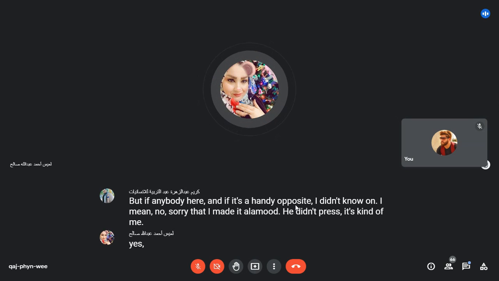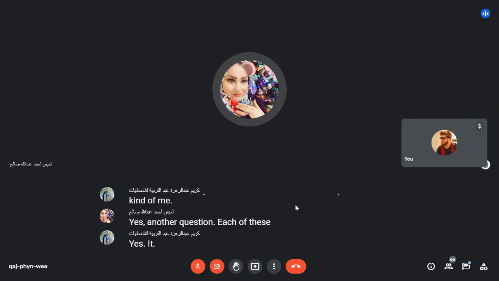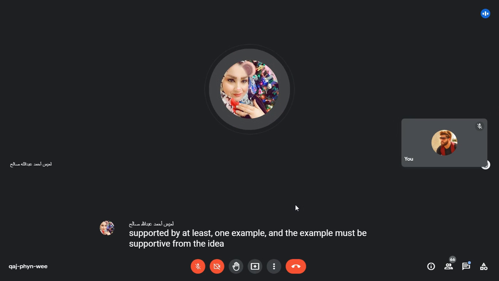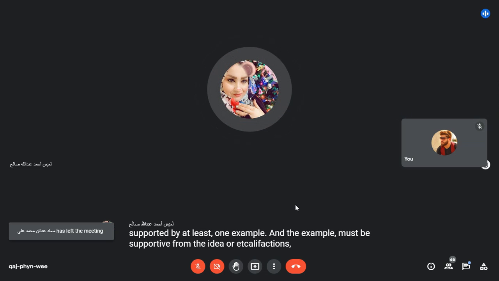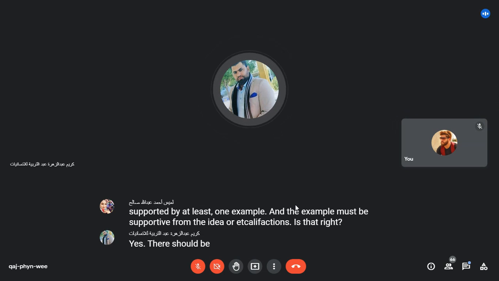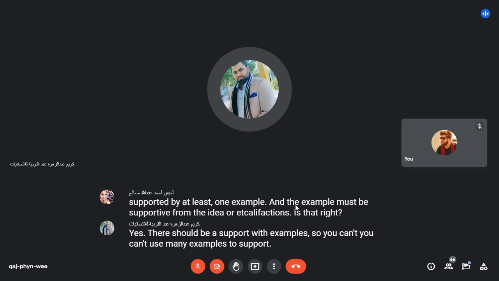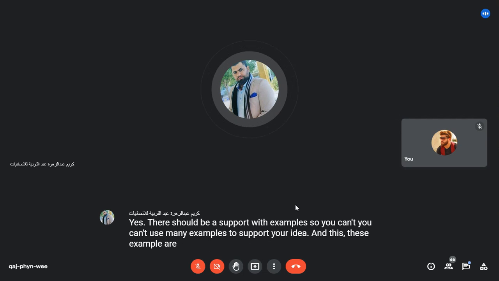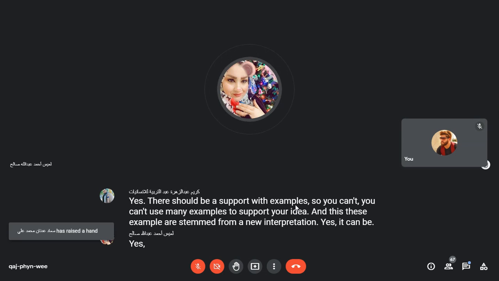Each of these paragraphs must be supported by at least one example, and the example must support the idea or extra qualifications. Is that right? Yes, there should be support with examples. So you can use many examples to support your idea. And these examples stem from a new interpretation. Yes, it can be. Yes, thank you, most welcome.